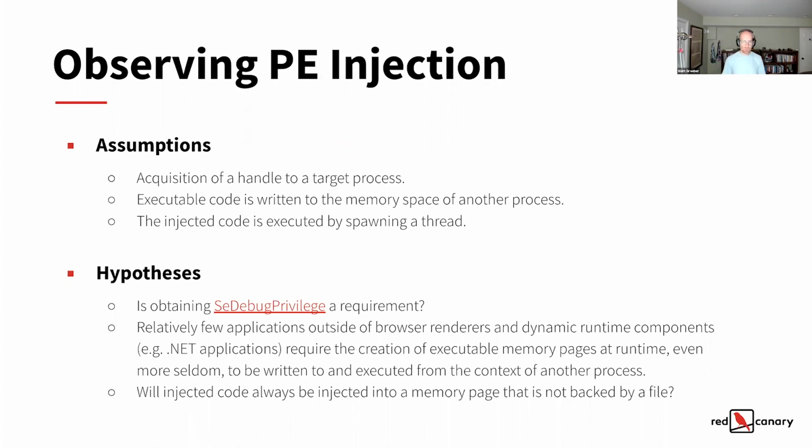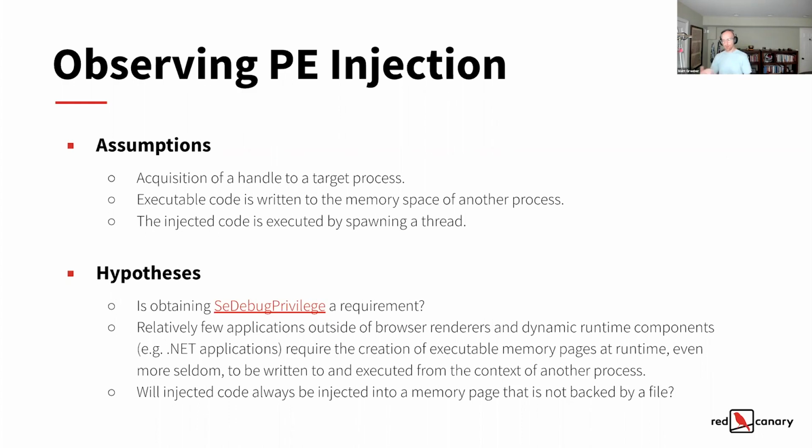So in the case of PE injection, and based upon how MITRE has documented the scope of that technique, the assumptions that I would make would be that, well, I didn't list it here, but that this would be done from the context of a user mode process, and that the acquisition of a handle to a target process needs to be made. Right, so there are APIs that are leveraged to do that, and there are specific accesses that need to be requested of the target process. The next is that executable code is written to the memory space of another process.